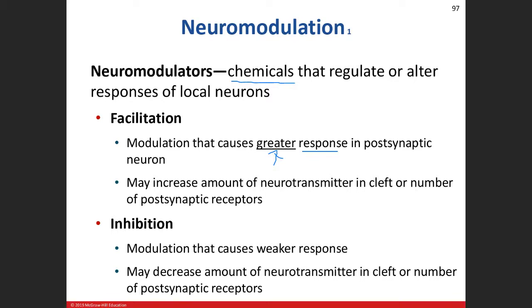So that could be, remember what I said, more is better. Increase the amount of neurotransmitter that's going to be found in the cleft, or in some cases, we can increase the number of postsynaptic receptors. Increasing the number of postsynaptic receptors means more ions can flow into the postsynaptic cell. Inhibition, we're going to generate a weaker response. So we can decrease the amount of neurotransmitter, or we can decrease the number of postsynaptic receptors. Facilitation versus inhibition.